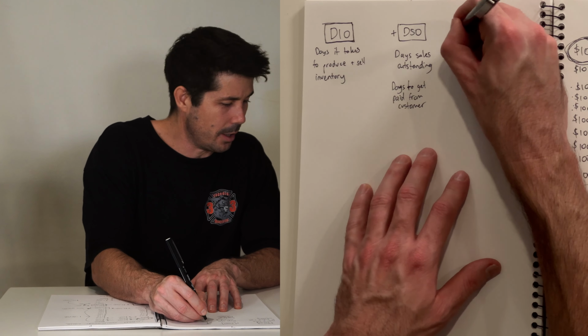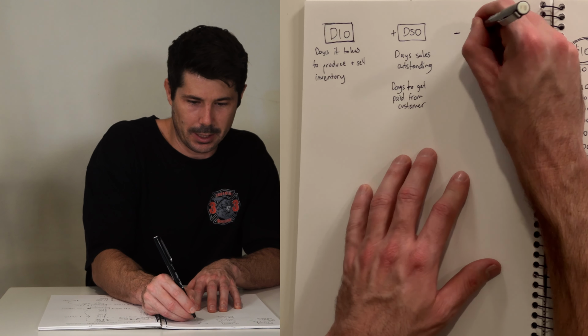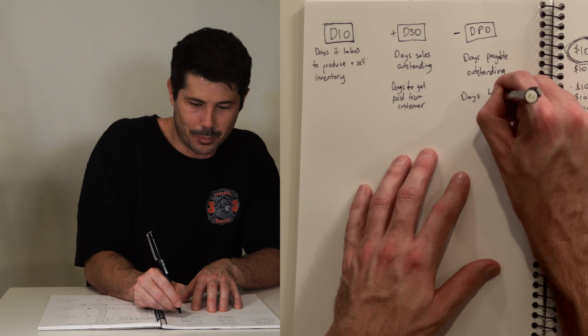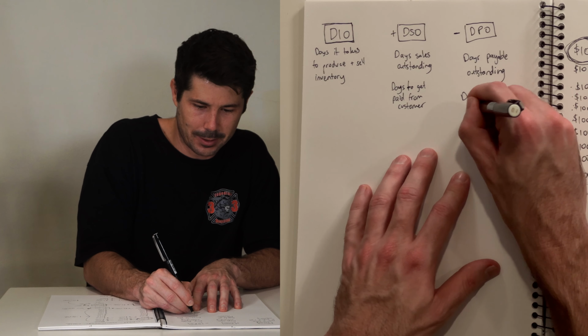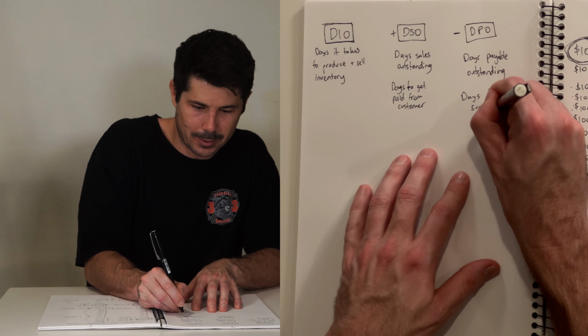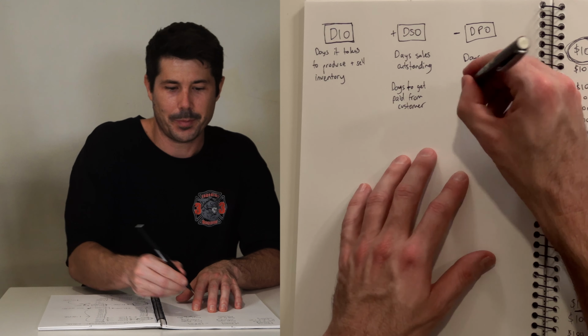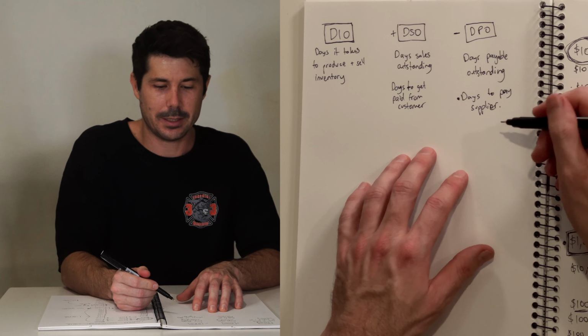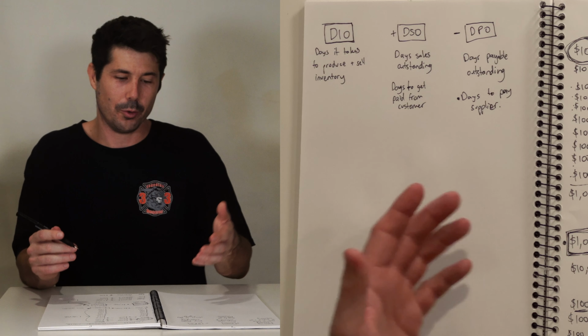Yeah. And then we minus DPO. I really don't like these abbreviations. They're not easy to remember. Days payable outstanding. Or basically days to pay supplier. Right? So how many days does your supplier give you before you have to pay them?